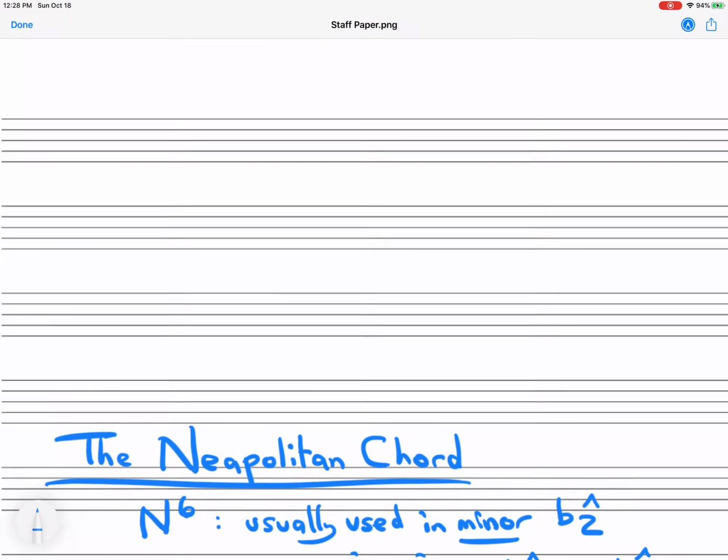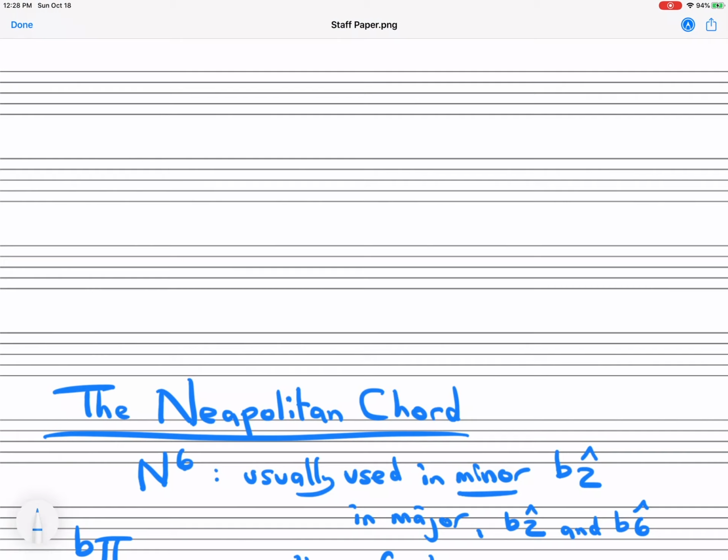Of course, you should know what it sounds like, so I guess I'll play it. So here's the flat 2 inverted. So that's the chord. That's a D flat major chord in the key of C minor. And then, okay, something like that. So that's a flat 2.